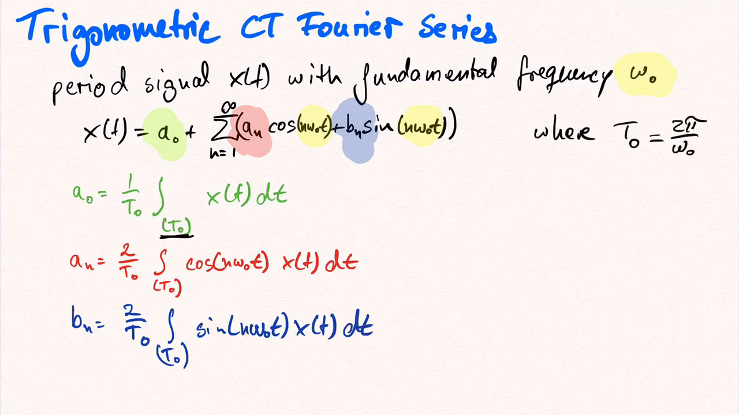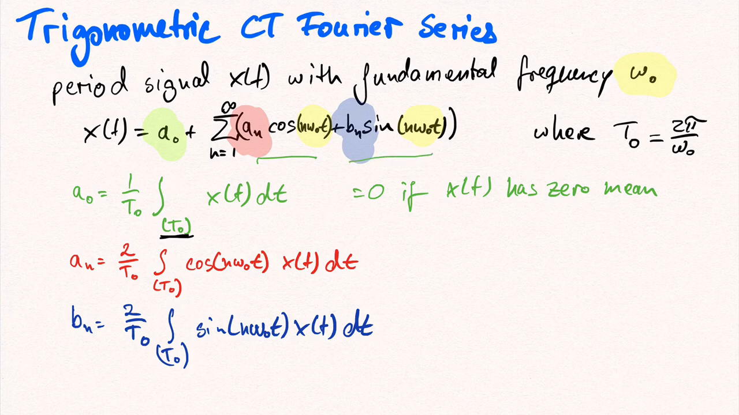When the signal x of t satisfies some special properties, the calculations of a0, an, and bn can be simplified significantly. For example, a0 is equal to 0 if x of t has 0 mean. When you look at the expression of the trigonometric Fourier series, you see that the cosine and the sine terms all have 0 mean. So the part of x of t which describes the offset, if x of t has not 0 mean, is a0. So if x of t has 0 mean, it can be described just with the cosine and sine terms, and it does not need this factor a0. So a0 must be equal to 0.